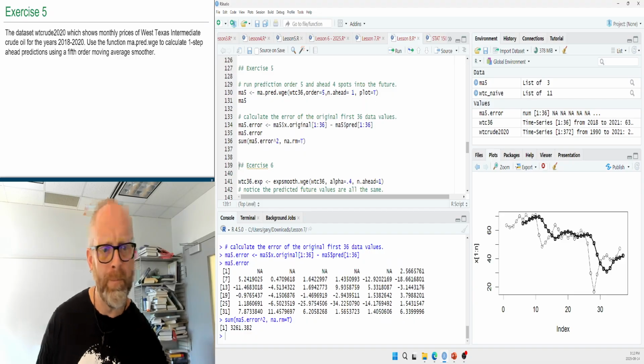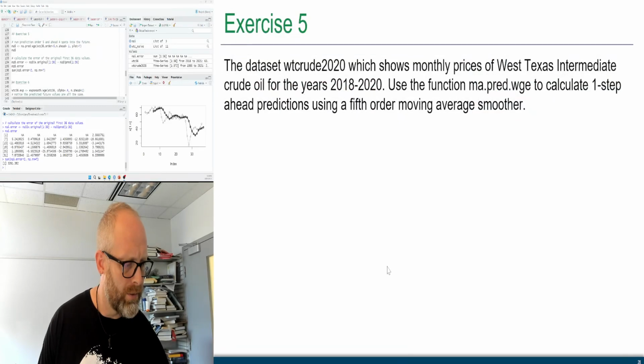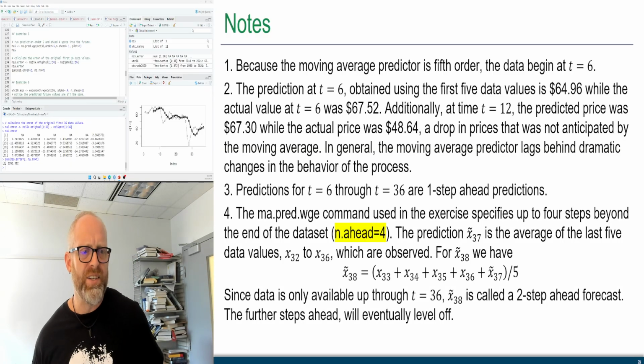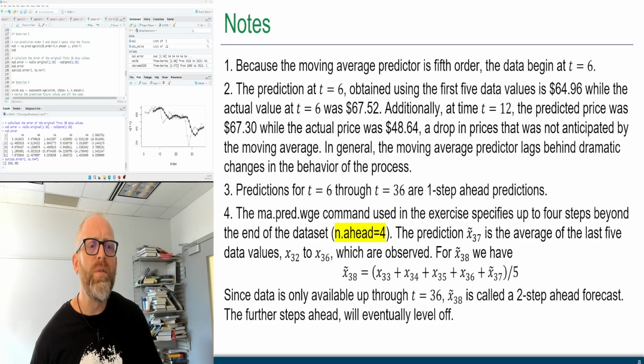All right. Let's jump back to my slides here. A couple of things to note. The first one: because the moving average predictor is a 5th order, the data begins at t equals 6. As we already said, the first 5 observations are NA. Second, the prediction at t equals 6, obtained using the first 5 data values, is 64.96, while the actual value at t equals 6 was 67.52. So again, fairly close at that point in time.